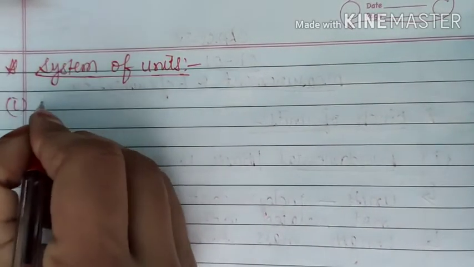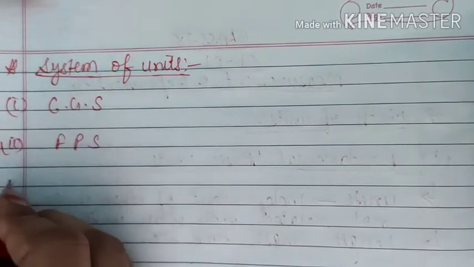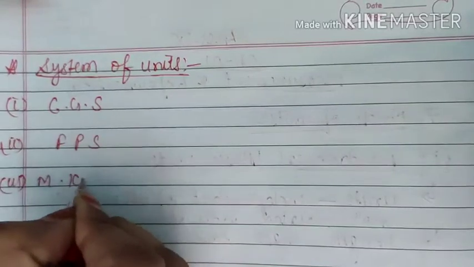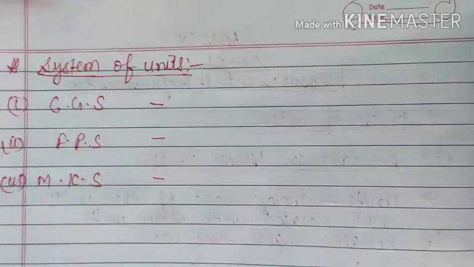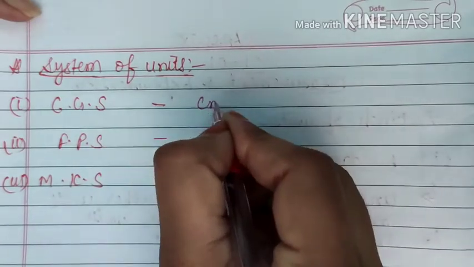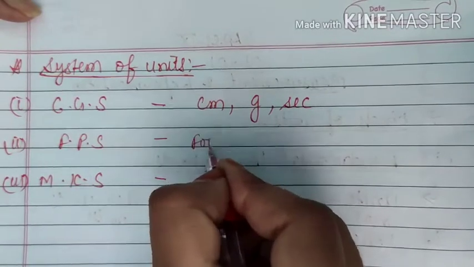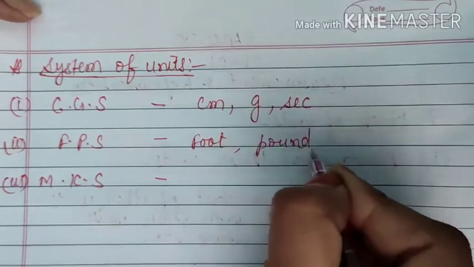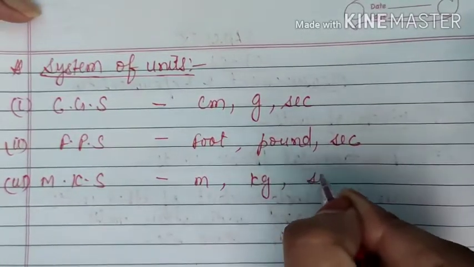Our next topic is system of units. That means first we will discuss, there are three system of units given. The first one is CGS, second one is FPS, and third one is MKS. These are three system of units which we use for measurements. Okay, so to understand this, first we have to see the full form. For C it is centimeter, for G it is gram, and for S means second. Similarly, it is foot, it is pound, and it is second. Then it is meter, this is kilogram, and this is second.